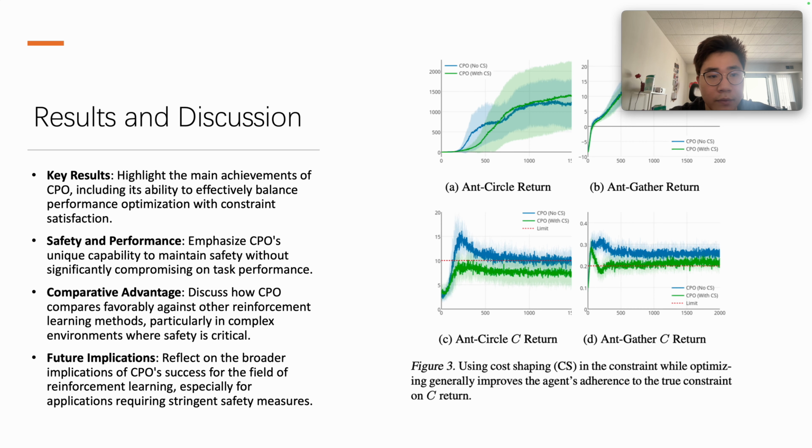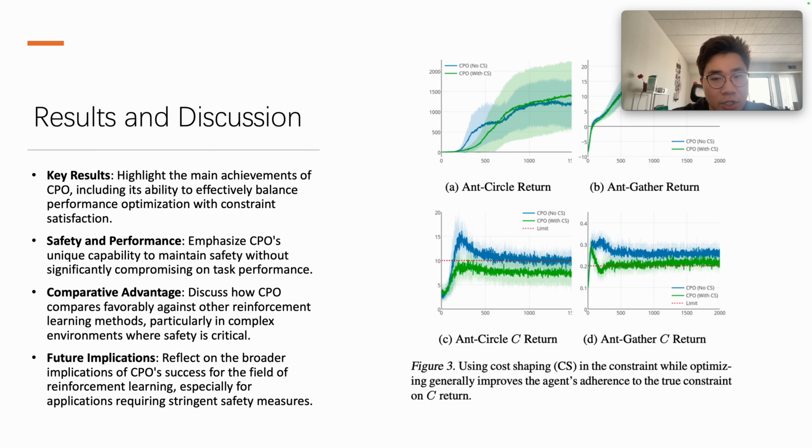So jumping into the results, the key result highlights the main achievement of CPO, which includes the ability to effectively balance performance optimization with constraint satisfaction. And there are other key highlights, including the safety, the performance, as well as the comparative advantage, which we discussed earlier. And it also implies the broader implication of CPO's success for the field of reinforcement learning in the future, especially for applications that require stringent safety measures.